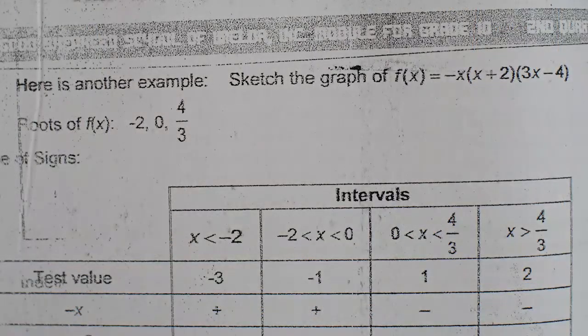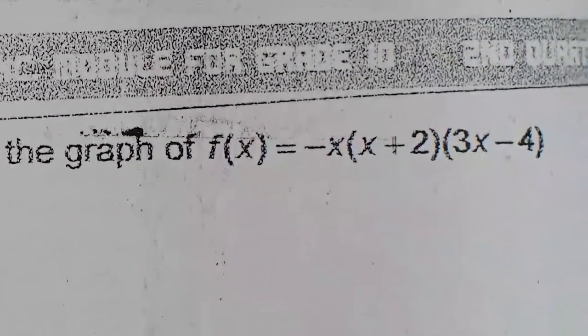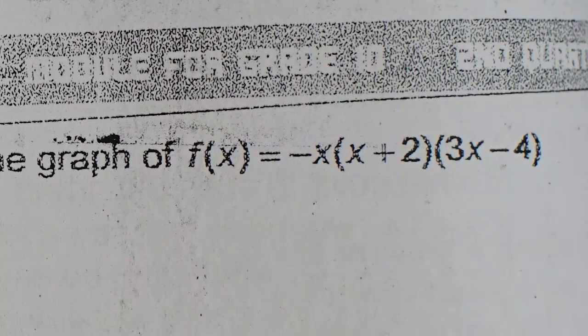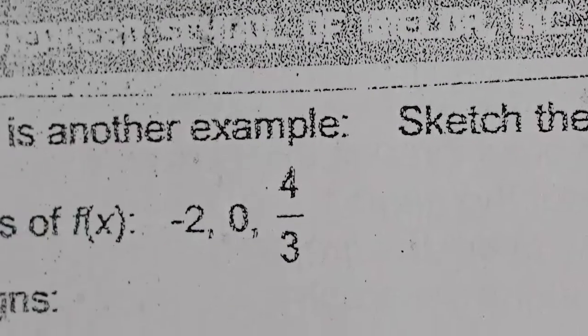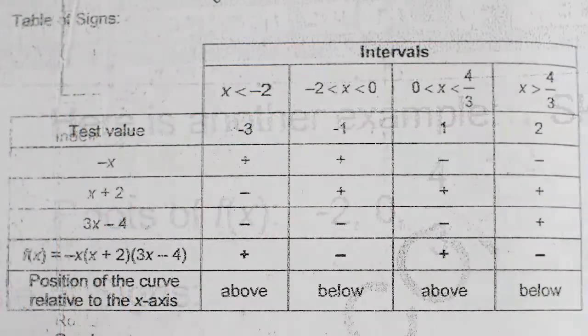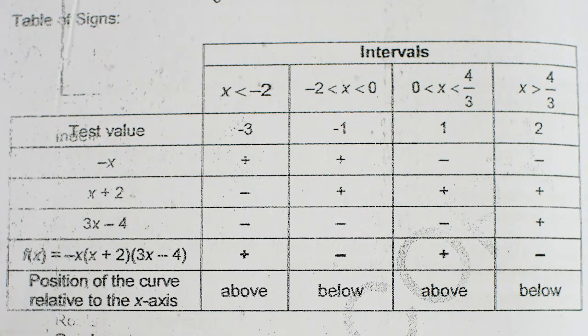Then we have here another example. You are going to sketch the graph of f(x) = -x(x + 2)(3x - 4). The roots of f(x) are -2, 0, and 4/3. Then we have the table of signs, then the intervals.